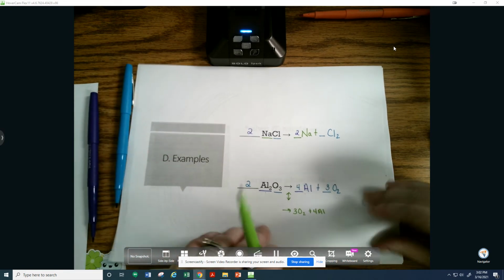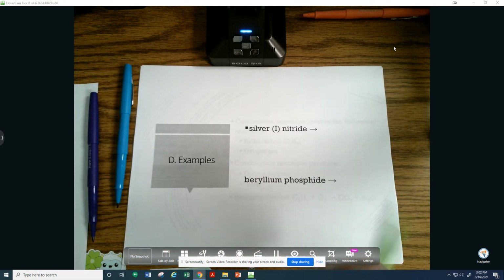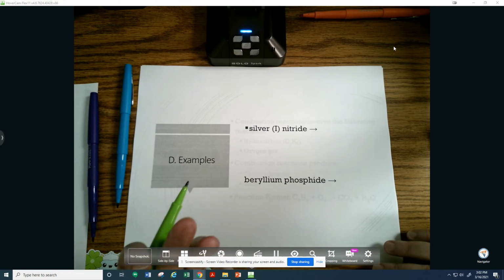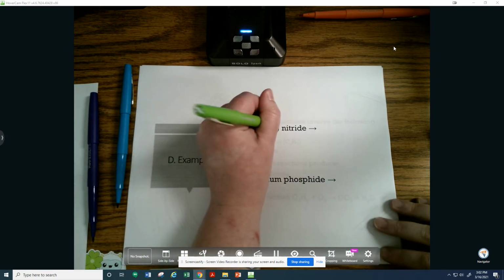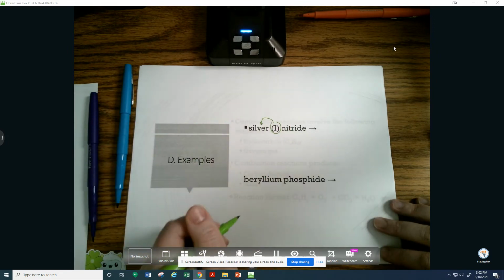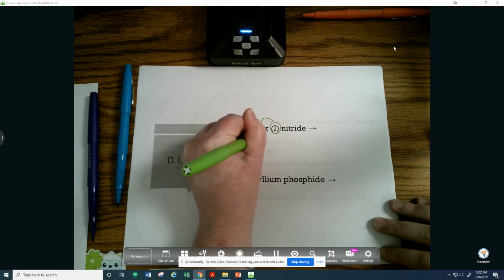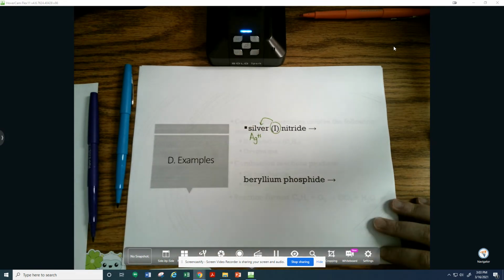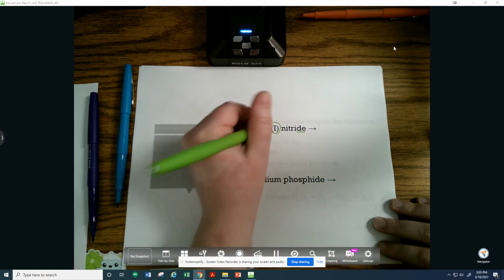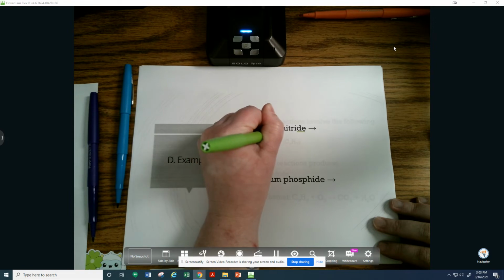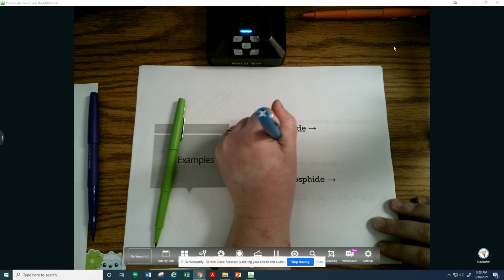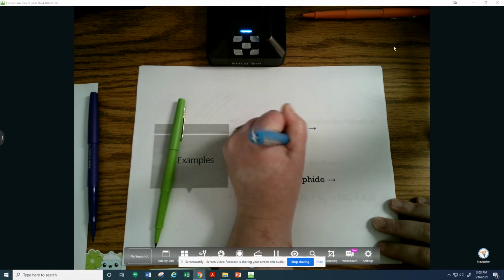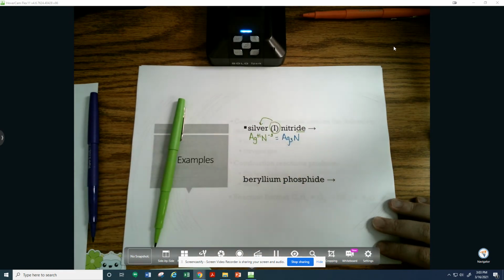Okay, so the next two have formulas, and we need to translate the name to a formula. So we have silver 1 nitride. Again, silver is a transition metal. That is the charge of the silver. So that's Ag plus 1. Nitride with that "ide" ending tells me that it is not a polyatomic, but it is nitrogen from the periodic table, which has a -3 charge. Just like up above, once you've done that, you cross down, and our final formula is Ag3N. We now have our reactant.